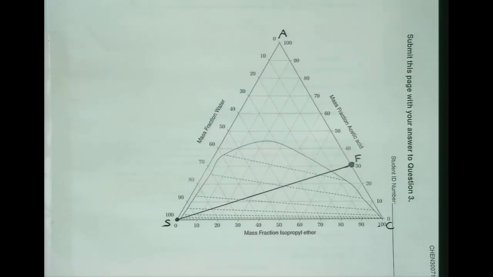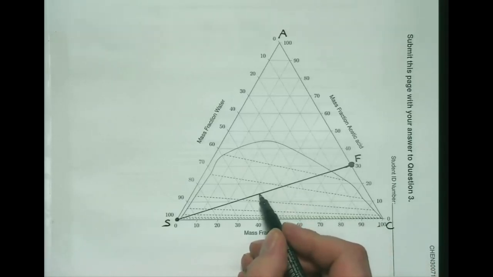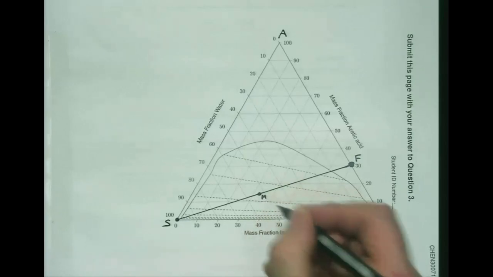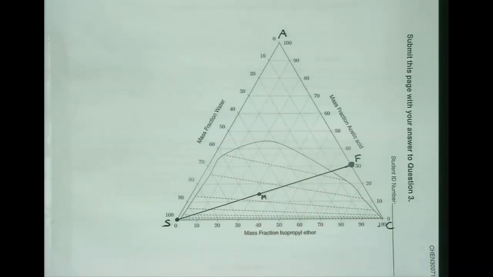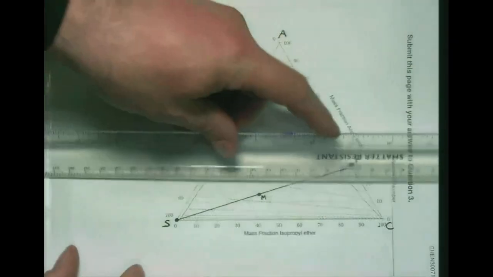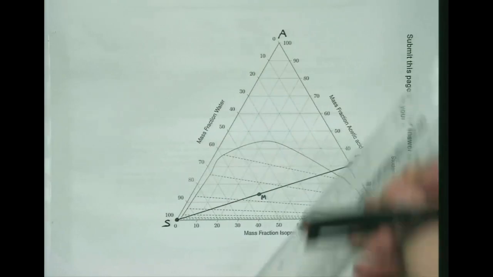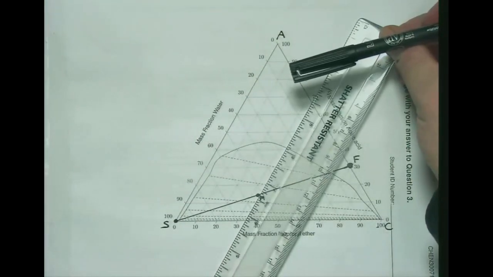And what we can do is use the calculation that we just did in part A to plot that on. So we know that it's 15% acetic acid, 35% isopropyl ether. So 15% acetic acid, it should be somewhere around, yeah, there we go. So it's approximately there, and that's fine for the system. You can see it's lying on our straight line between our S and our F. It's approximately 15 for our acetic acid, and approximately 35 for our isopropyl ether.